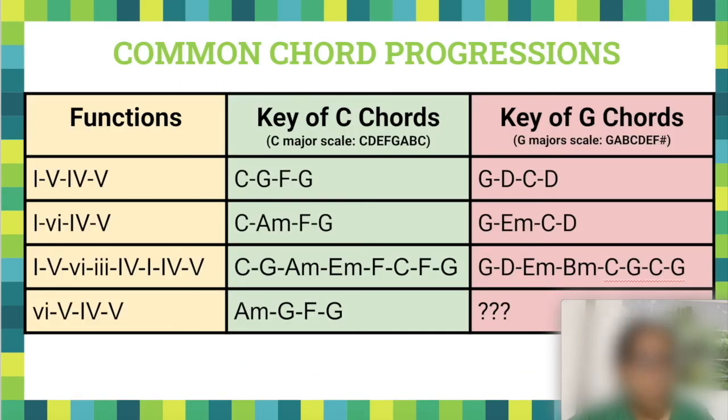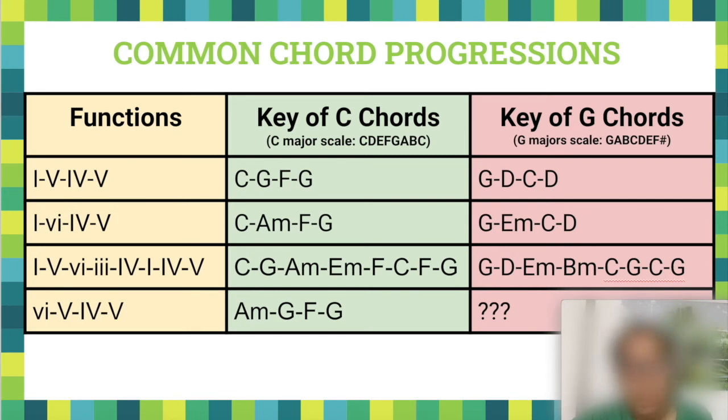So in this slide, you are given commonly used chord progressions in the form of Roman numerals: 1, 5, 4, 5, as I've shown you earlier. D, A, G, A in the key of D. In the key of C, that would be C, G, F, G, and then in the key of G, that would be G, D, C, D. So if you want to transpose your song from the key of C into the key of G, this will be your new set of chords.